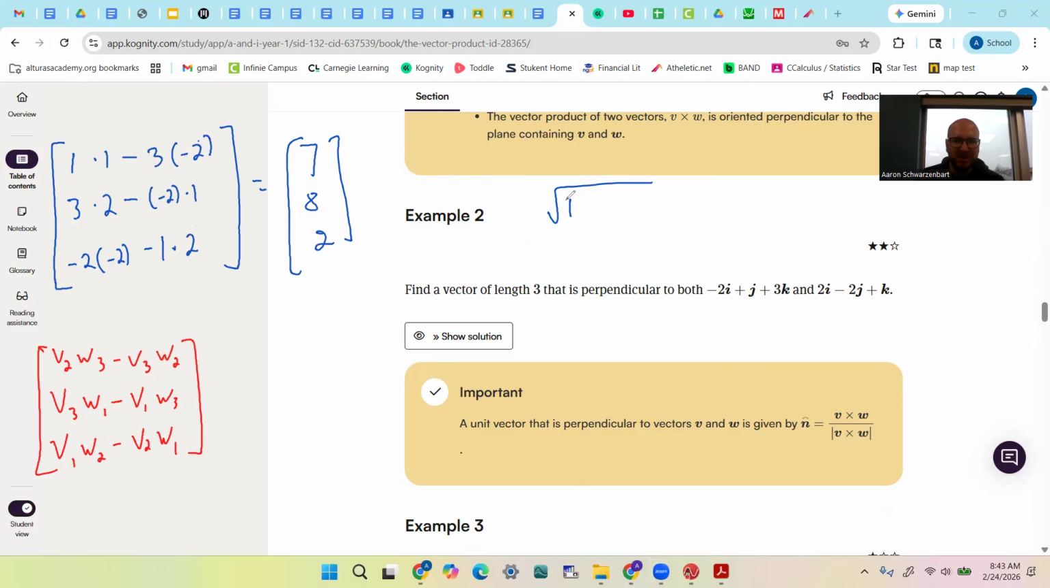So 49 plus 64 plus 4. I'm going to just use a calculator to add these. So that's square root of 117. To do a unit vector, we would do 1 over. So to use unit length 3, I'm just going to do 3 over.